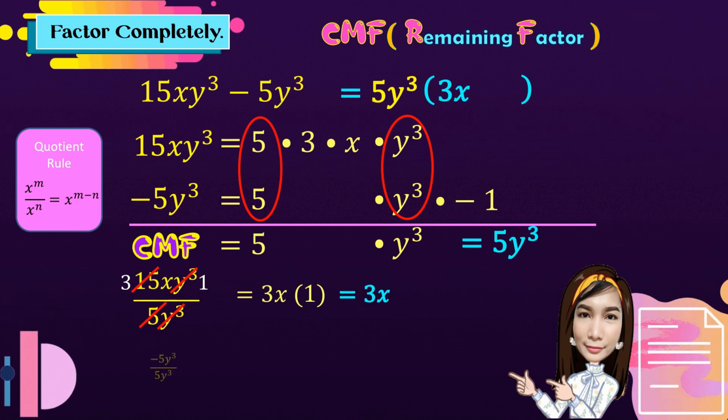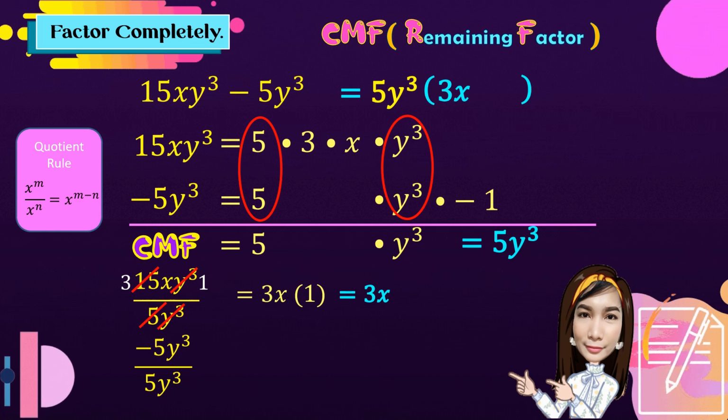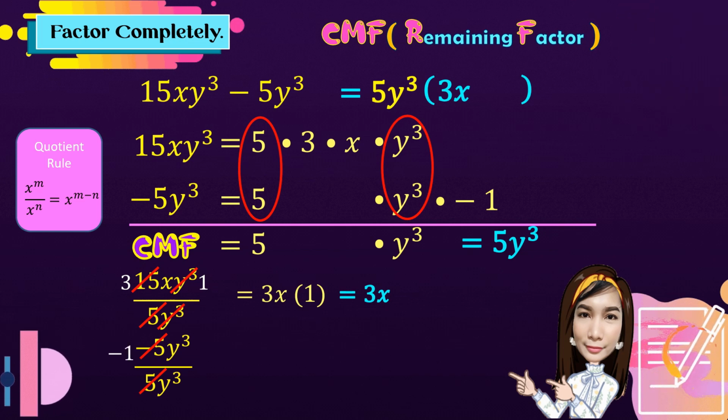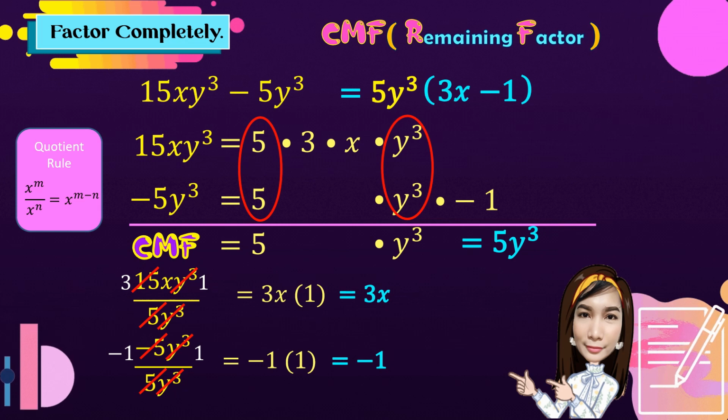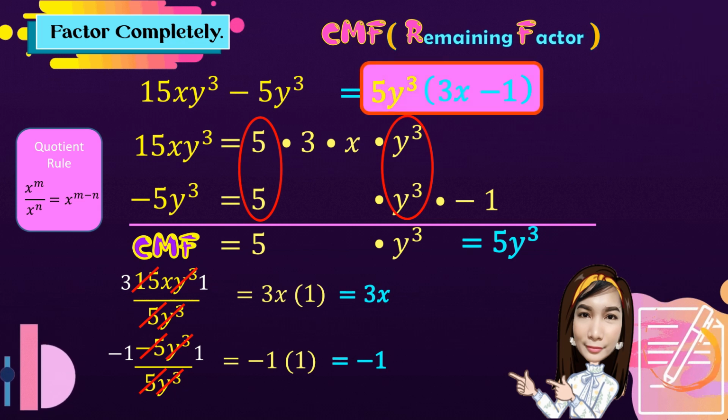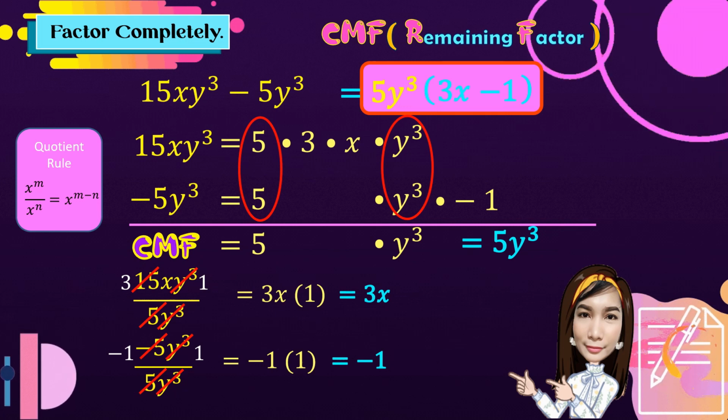Next, for the second term, we have negative 5y cubed divided by 5y cubed. So negative 5 divided by 5, we have negative 1. Y cubed divided by y cubed, we have 1. So we have negative 1 times 1, the answer is negative 1. That is the second term of your remaining factor. So the factored form is 5y cubed times the quantity of 3x minus 1.